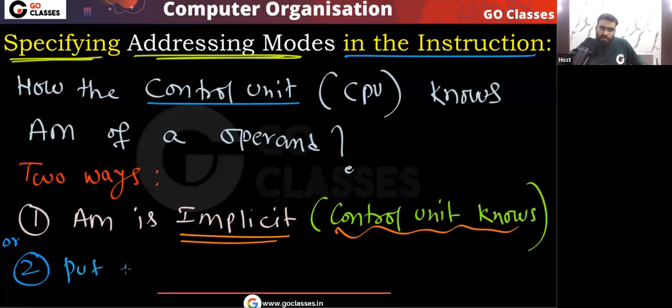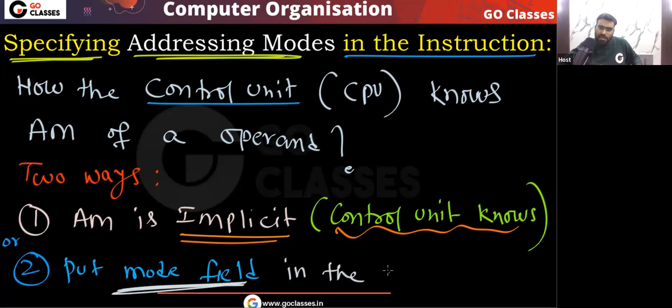The second thing is to put a mode field in the instruction. Is this clear? So these are the two ways. Either you put a mode field in the instruction, or you just assume that the control unit already knows, meaning the opcode will tell what the addressing mode is.